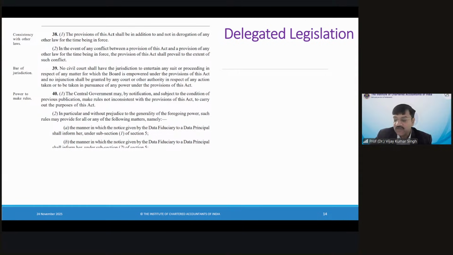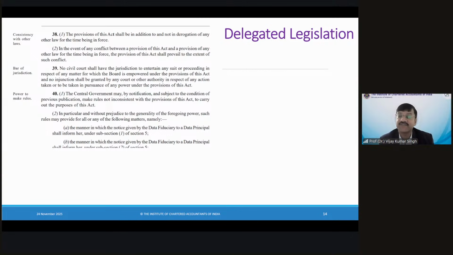Okay. Now let me come back to my delegated legislation point, that is, the power to make rules. You can see here, Section 40 talks about the power to make rules. The central government may, by notification, and subject to the condition of previous publication, make rules not inconsistent with the provisions of this Act to carry out the purposes of this Act. In particular, and without prejudice to the generality of the foregoing power, such rules may provide for any of the following matters. As you can see, the central government is empowered to make rules on certain matters under the legislation.